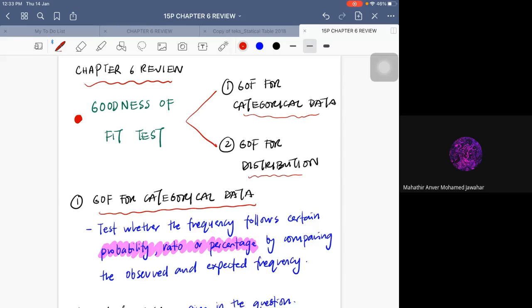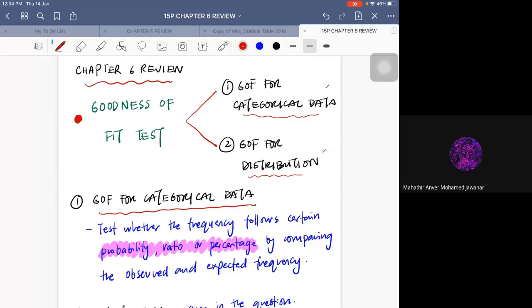But the good news is that the idea for both of them is exactly the same. Whether it's goodness of fit for categorical data or goodness of fit for distribution, in terms of the calculation and how it is handled, it is exactly the same. The only difference lies in the hypothesis. Other than that, exactly the same.